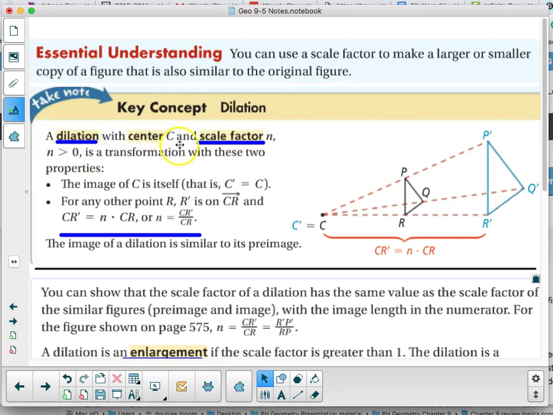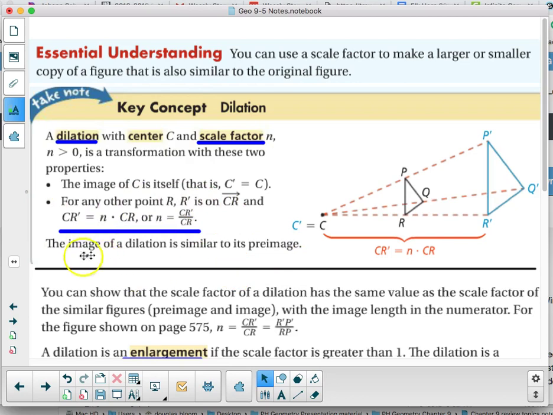A dilation with center C and scale factor n, where n is greater than 0, is a transformation with these two properties. The image of C is itself. That is, C prime is equal to C. And for any other point R, R prime is on ray CR, and CR prime is equal to n times CR, or n is equal to CR prime over CR. So let's talk about this.